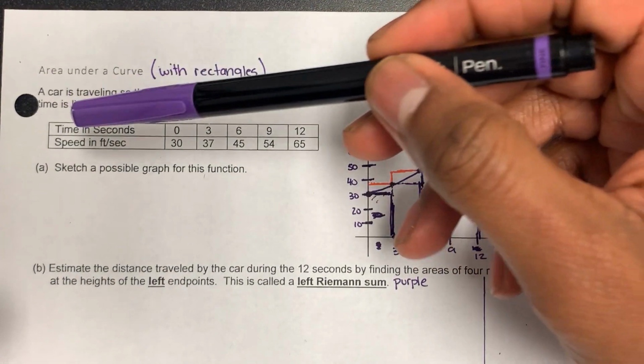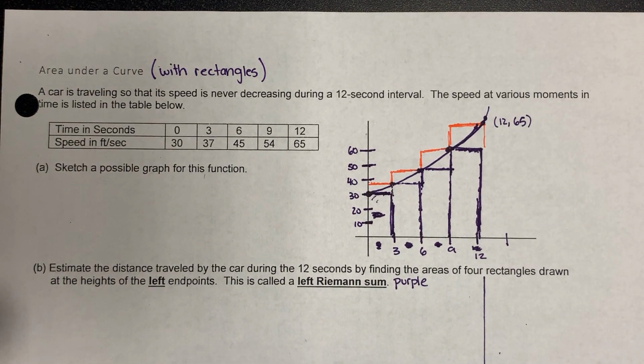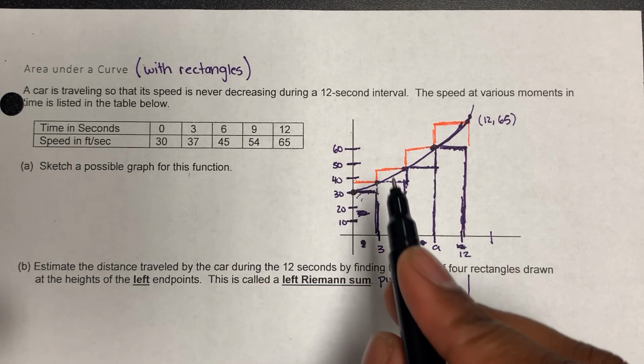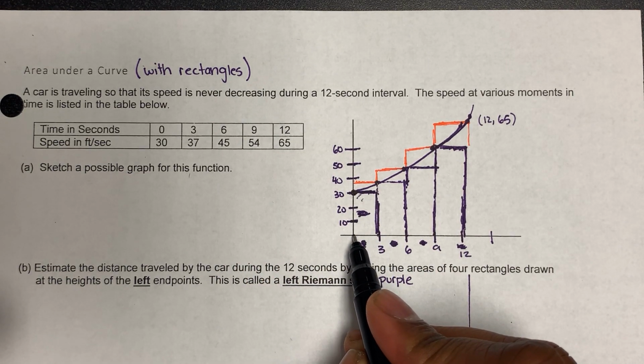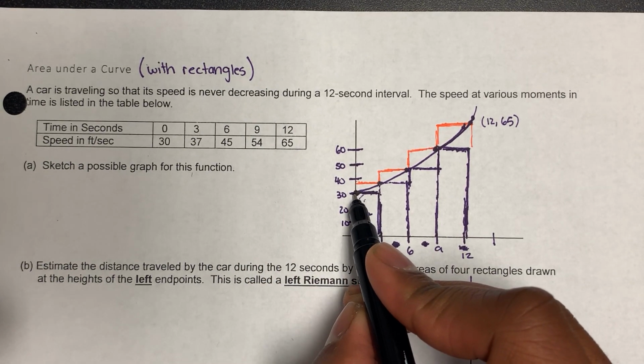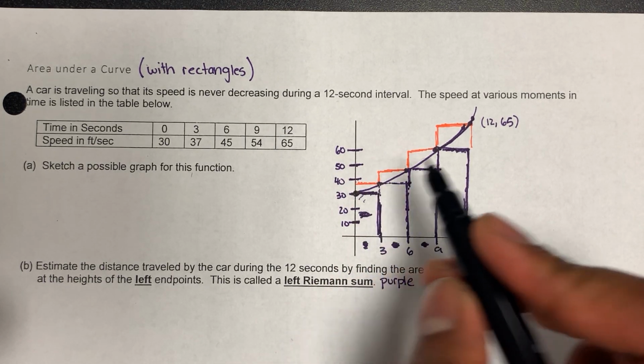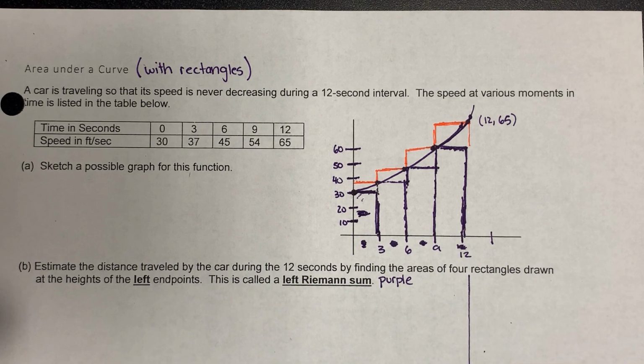Alright, so for part A, we have to sketch a graph for this function. I've pre-drawn my graph, so when t is 0, it's at 30 seconds. When t is at 3, it's at 37, and so forth. I'll give you a moment to catch up to me.